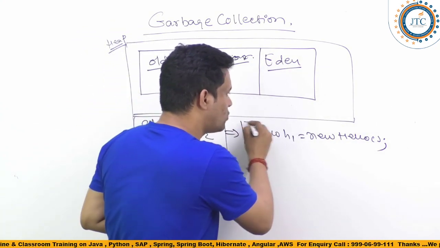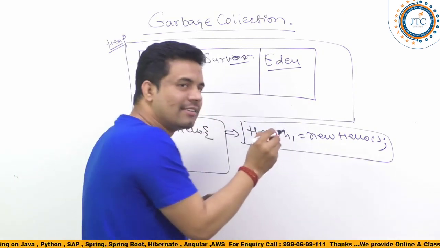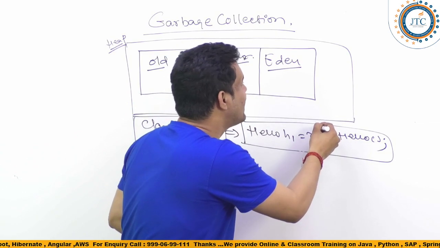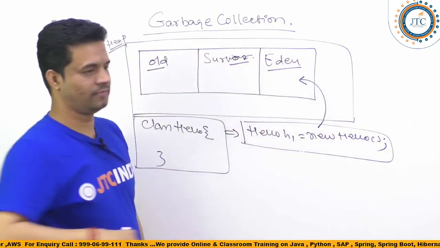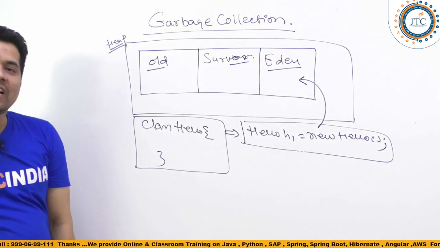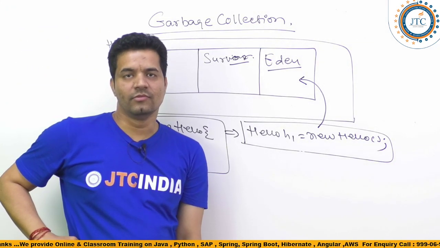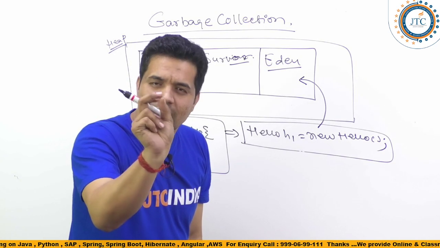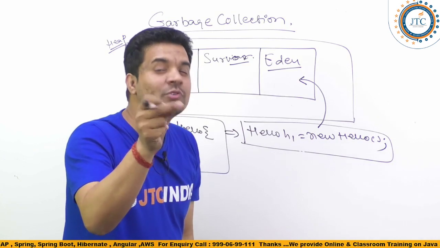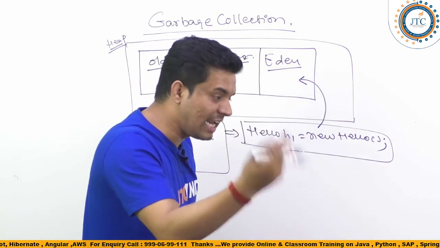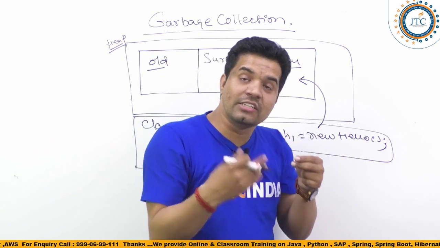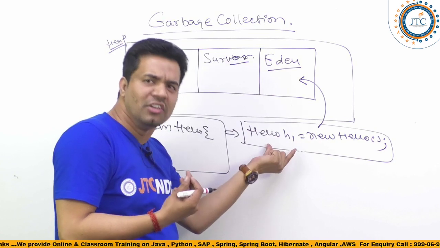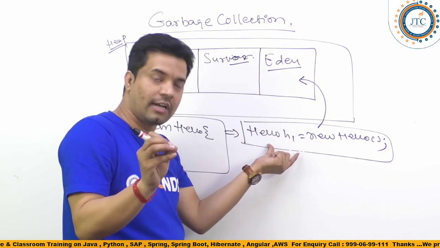So this object which is there will be placed where? Inside the Eden. We call this the new generation. From JDK 1.8, we call all these by the specific term new generation, right? So this is a new object, not old, new object, right?